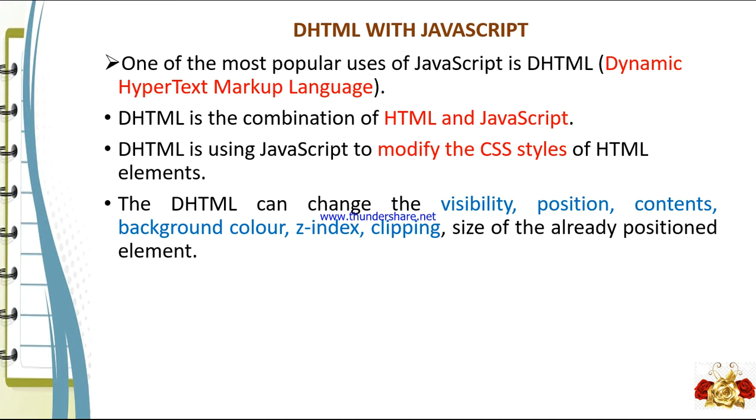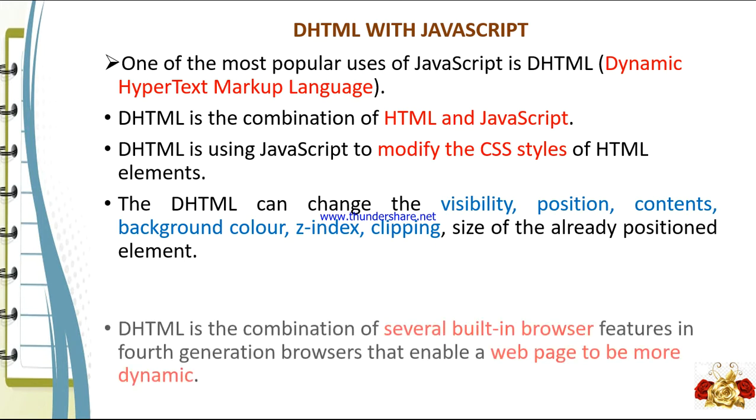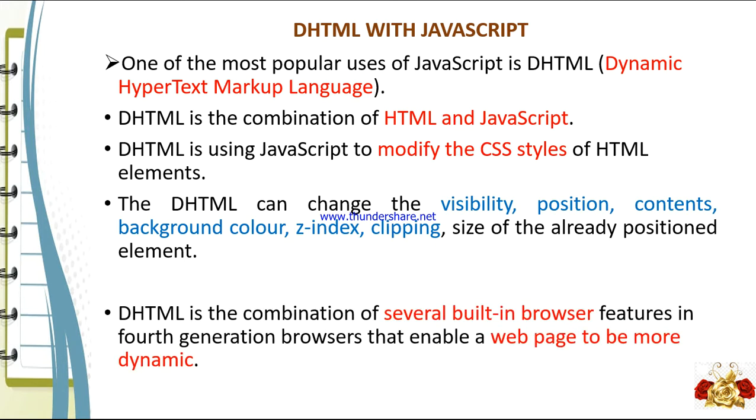DHTML can change the visibility, position, contents, background color, inserted text value, clipping, and size of already positioned elements. All of these can be changed using DHTML. Normally, DHTML is the combination of several built-in browser features in fourth generation browsers. It mainly enables a web page to be more dynamic, so that's why we are studying dynamic HTML.